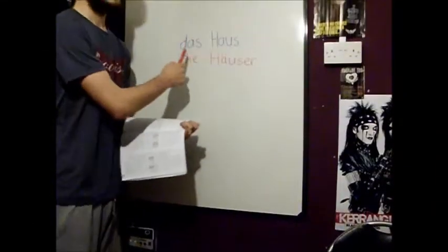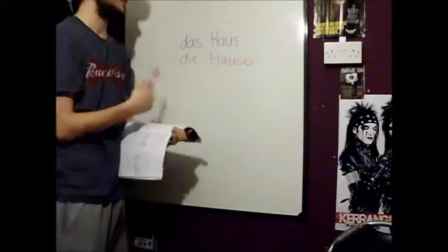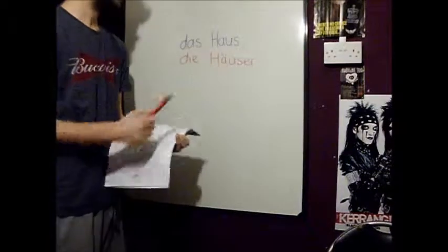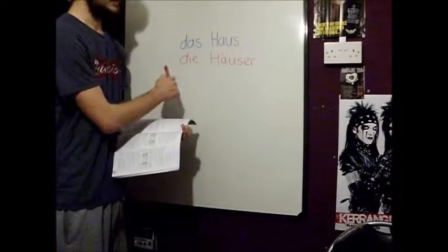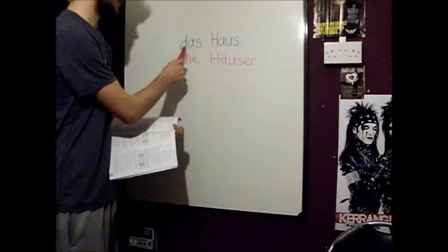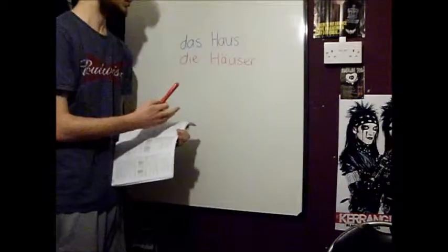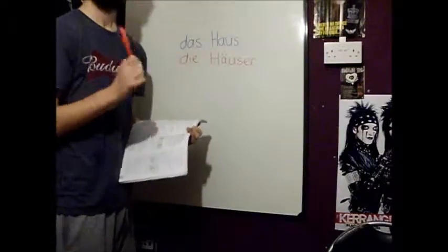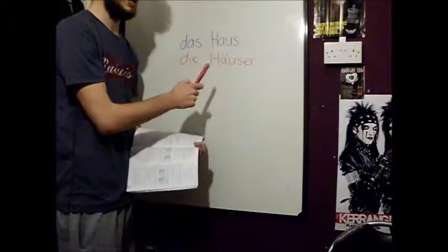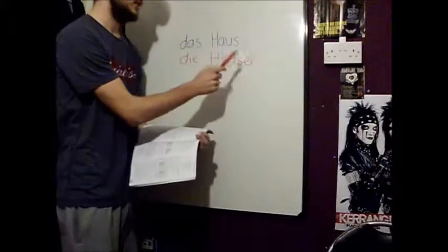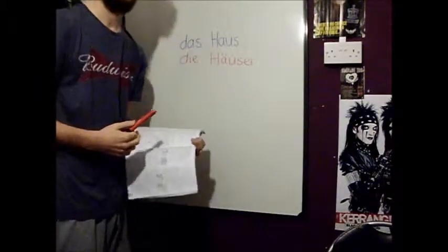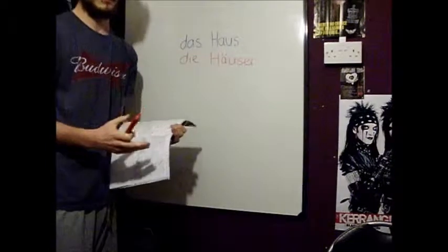Right, das Haus. The house, it's a neuter noun because of das. And in the plural form, das becomes die, as usual, and Haus becomes Häuser. Now, there's two differences between these two nouns now. There's an ER that's been added on the end, and the A has had an umlaut added. So that's another way of a singular turning into a plural noun.